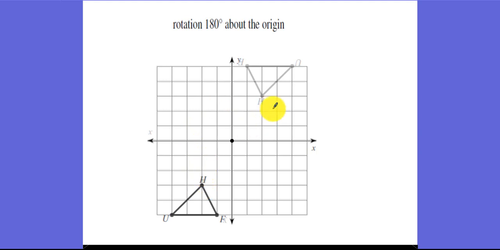So my H will now be here, H prime. My U will be here, and then my F will be here. So this is how we rotate a given shape by rotating our paper.